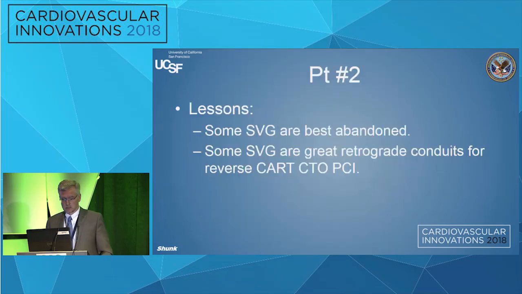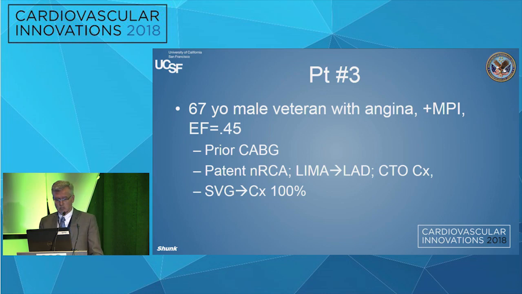So the lesson from that is some vein grafts are best abandoned, but they do make great retrograde conduits for reverse CART CTO PCI. So a third example: this is a 67-year-old man with a positive MPI, some angina, and an EF that's a little bit depressed. He's also had prior CABG. He's got a patent native right coronary, a LIMA to his LAD, a CTO of his circumflex, and a vein graft to the circumflex that's 100% occluded.